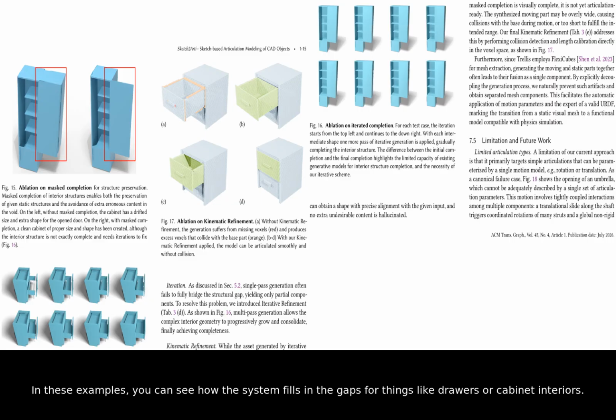In these examples, you can see how the system fills in the gaps for things like drawers or cabinet interiors. It ensures that the generated parts don't bump into the rest of the model as they move. This makes the final result look like a complete, professionally engineered object.